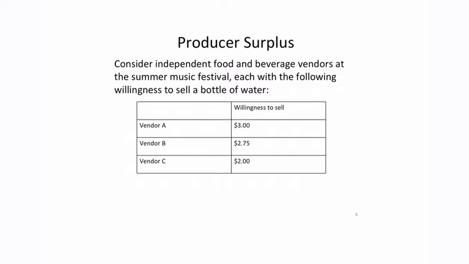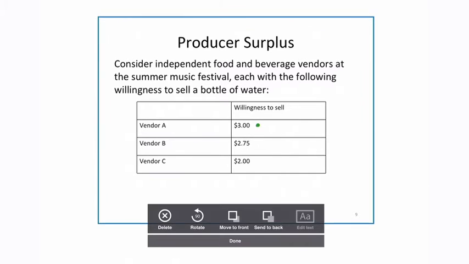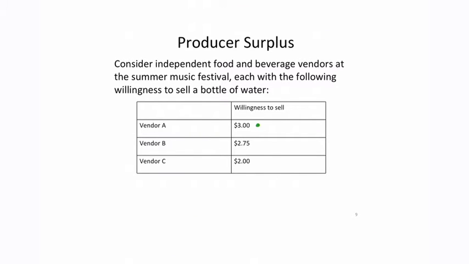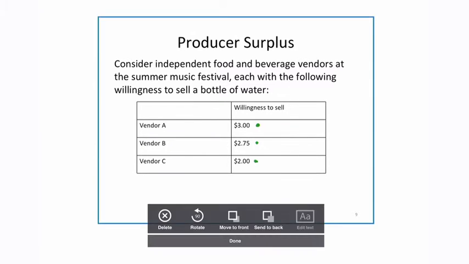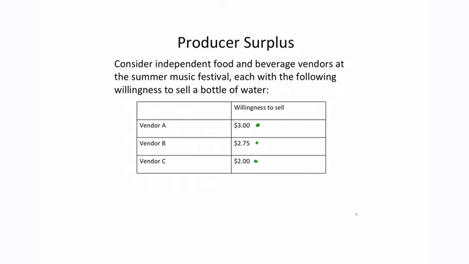So now let's look at an example where we have independent food and beverage vendors, and they are also looking at the willingness to sell of a bottle of water. For vendor A, his willingness to sell is going to be $3. For vendor B, his willingness to sell is $2.75. For vendor C, it'll be $2. So these are the minimum prices that they are willing to accept so that they can cover their costs of operating at this summer concert.